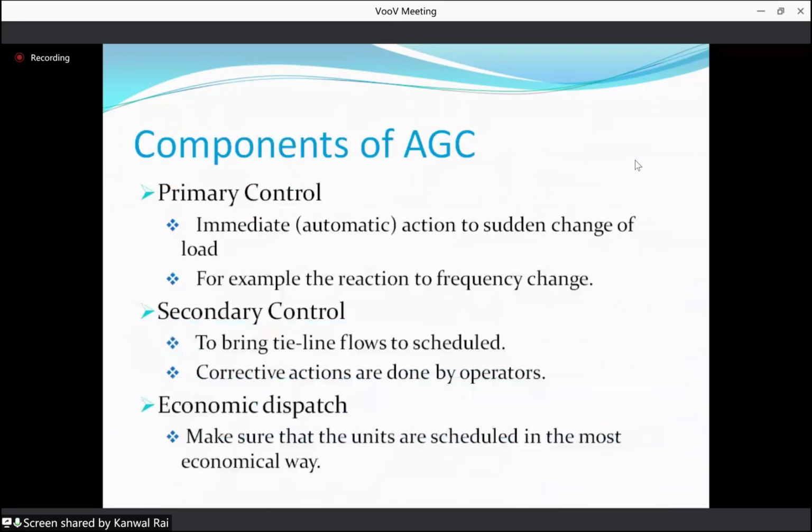Now come to the components of AGC. There are three components: primary control, secondary control, and economic dispatch. Primary control is the immediate automatic action to a sudden change of load, for example the reaction to frequency change. Secondary control brings tie line flow to schedule, with corrective actions done by operators. Economic dispatch makes sure that units are scheduled in the most economic way.